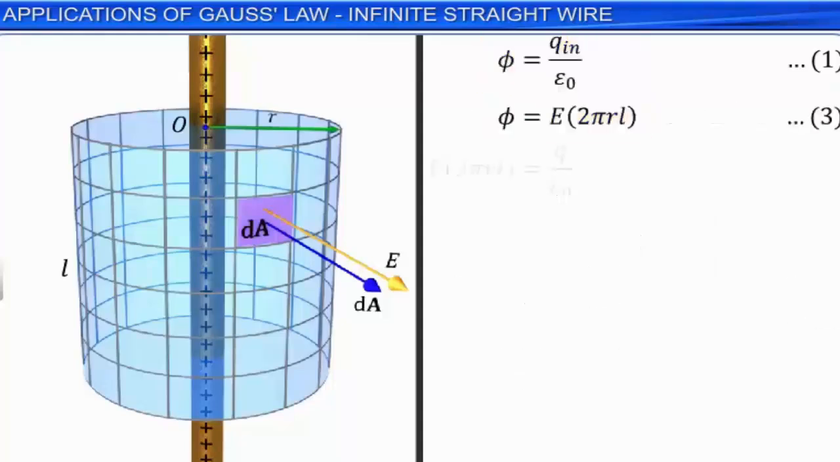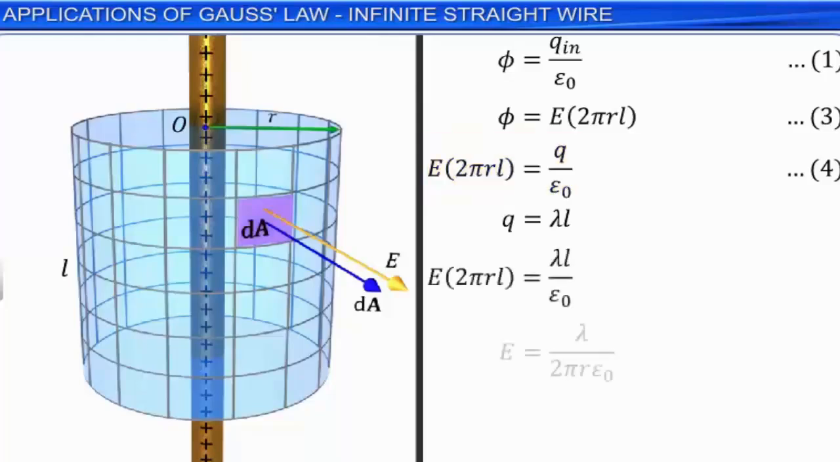Here, Q is equal to the product of the linear charge density, lambda, and the length of the Gaussian cylinder, L. Substituting the value of Q in equation 4 and simplifying, we get E equal to lambda by 2 pi R epsilon naught. Let this be equation 5.